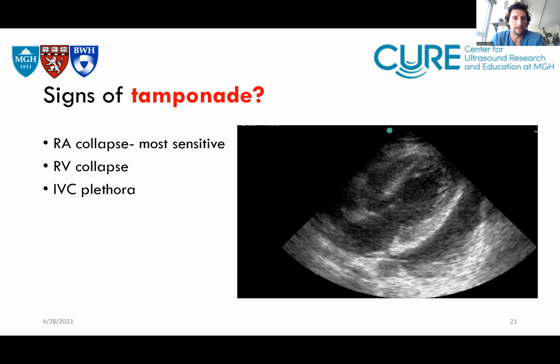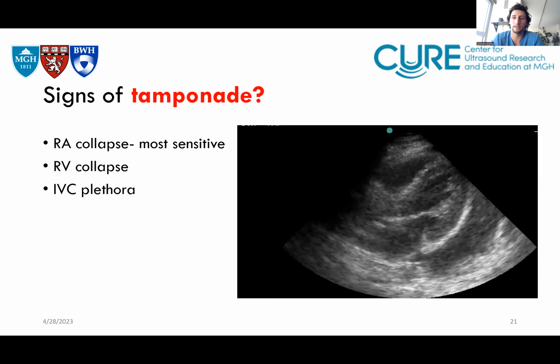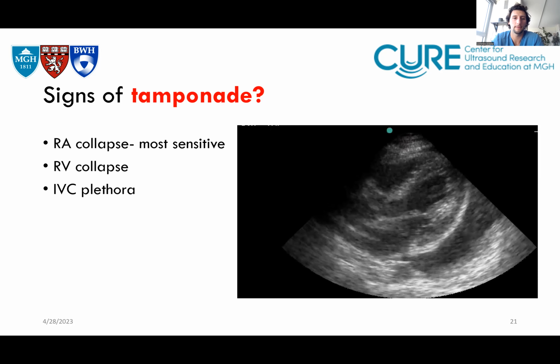So what are the signs of tamponade that we look for? Is there RV collapse and RA collapse? So basically, is your pericardial effusion so pressurized that it's collapsing the lower pressure side of your heart, the right side of the heart? And as a consequence of that, it's causing your IVC, your cardiac inflow, to be plethoric, because it's not allowing that fluid to return to the heart. You can imagine how this is physiologically problematic.